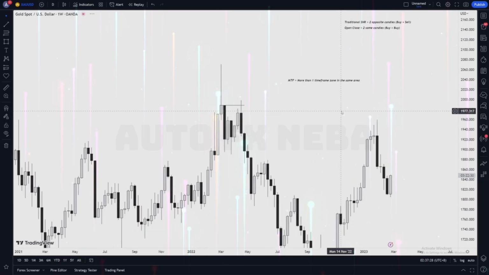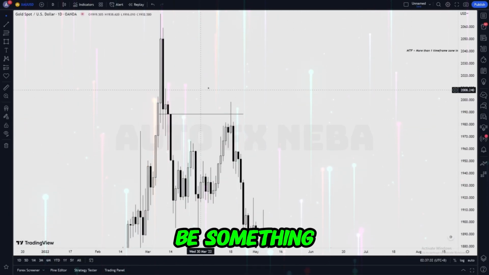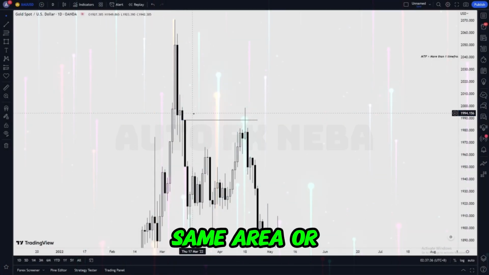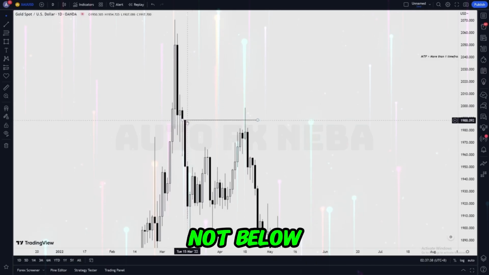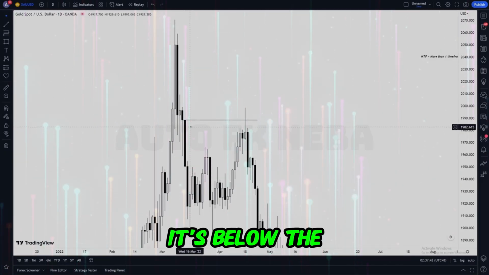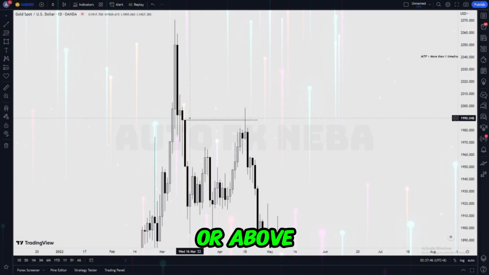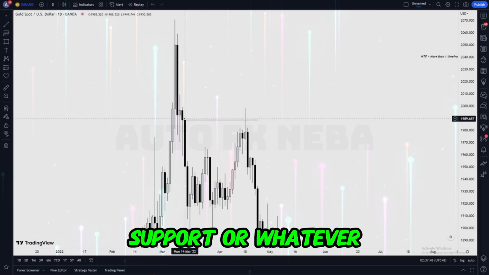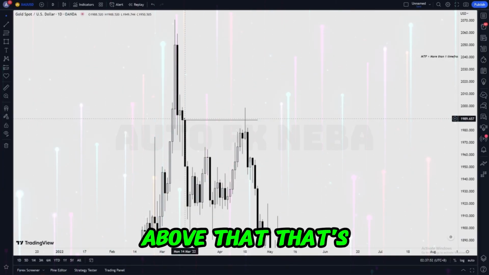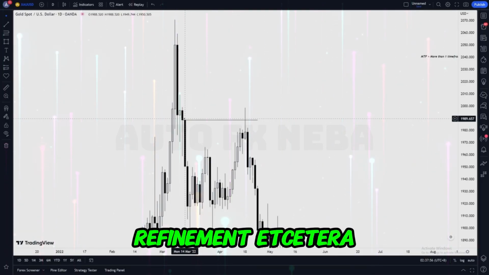Weekly resistance. Now, in this same area or above, there should be something on the daily. In the exact same area or above it, obviously not below. If this is weekly and it's below, then that's not in the weekly. If it's weekly resistance, it must be at that or above. If it's weekly support, it must be at that or below, because it's support. Anything above that is not at the support. It is above the support. It's not within it, it's not a refinement.